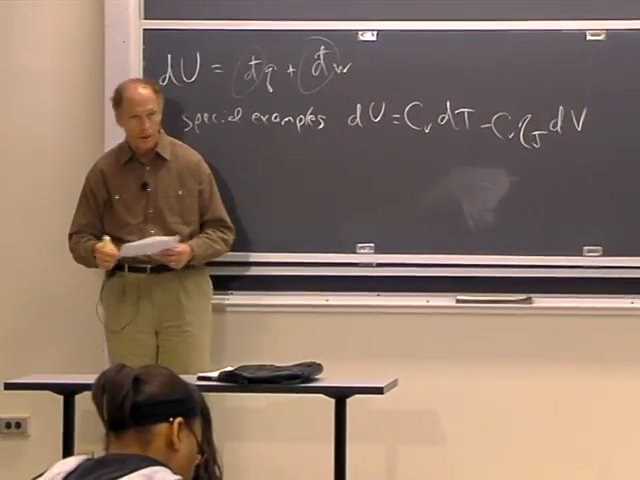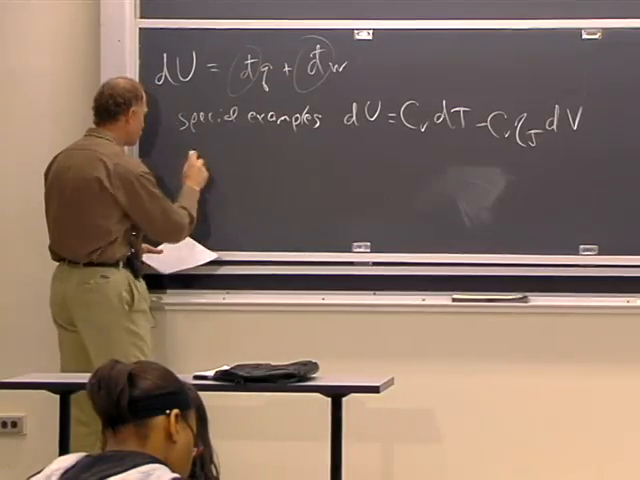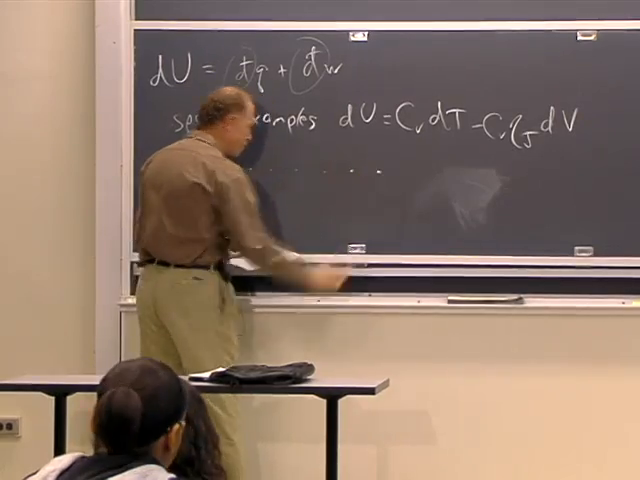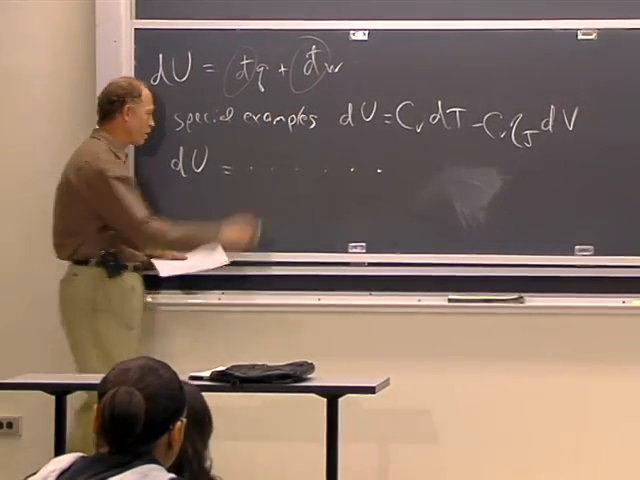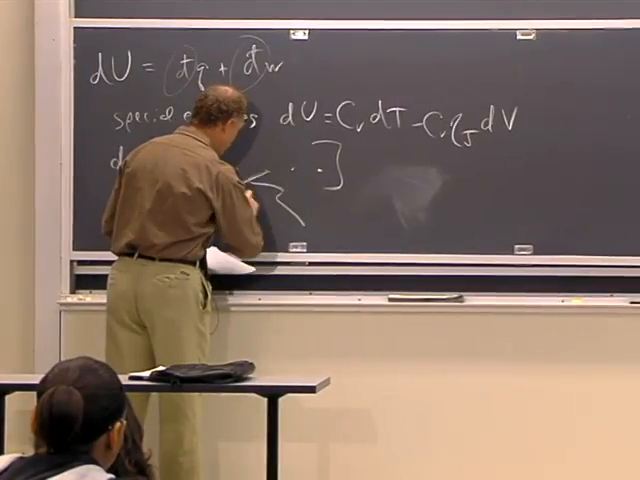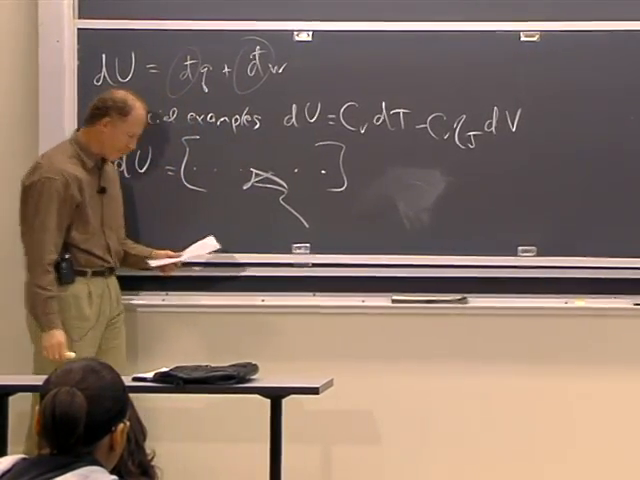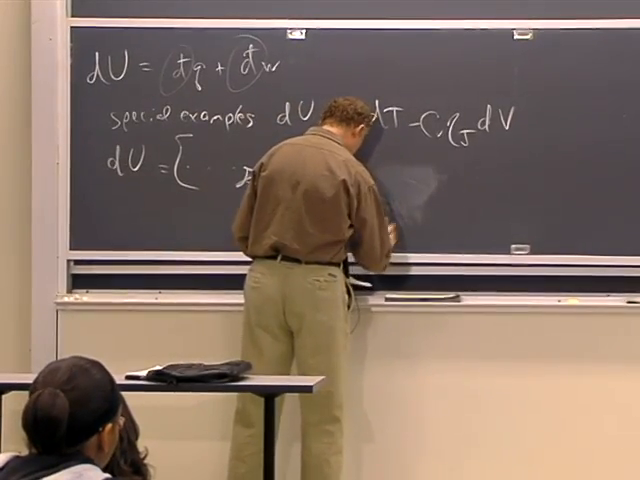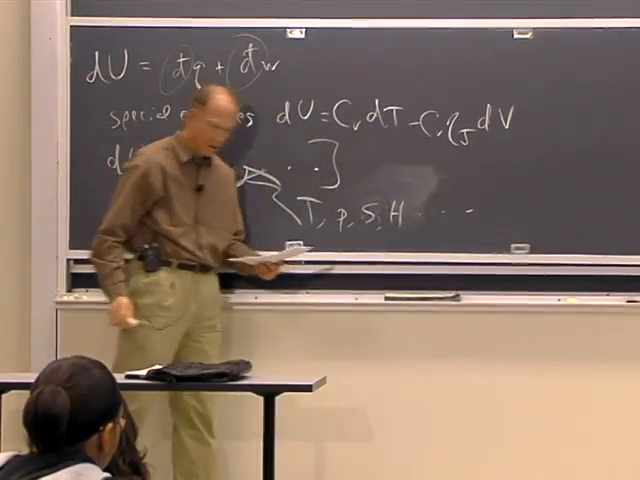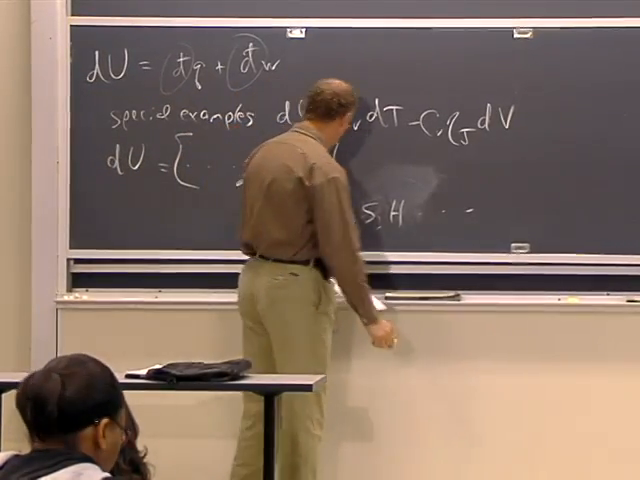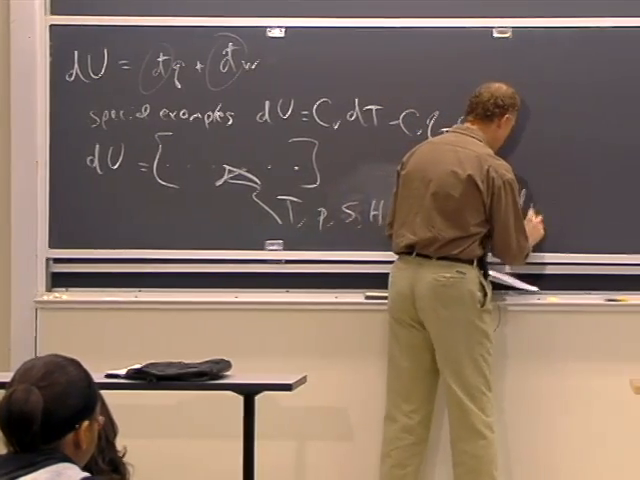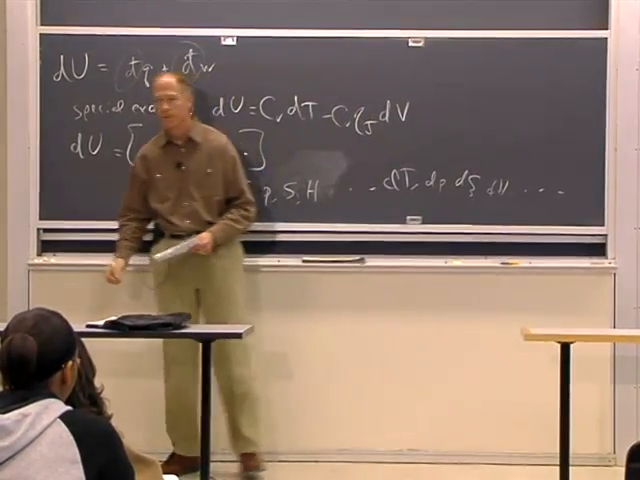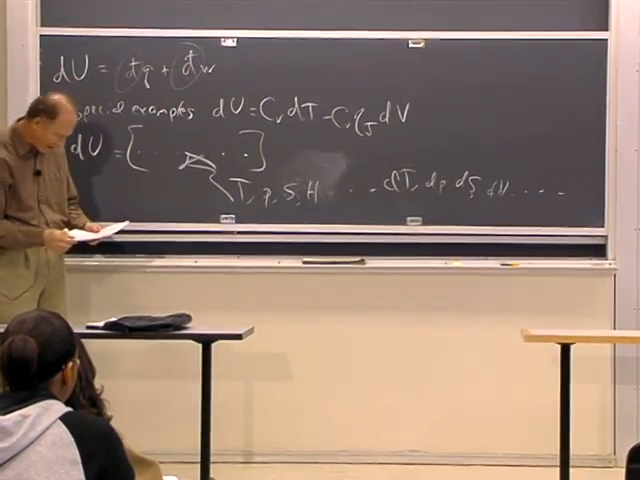What I'd really like is to be able to write dU equals something, and that something can have T and P and whatever else I need. It can have S, H, and of course differentials of any of those quantities, right? dT or dP or dS or dH, you name it. But all state variables. That's what I'd much rather have.